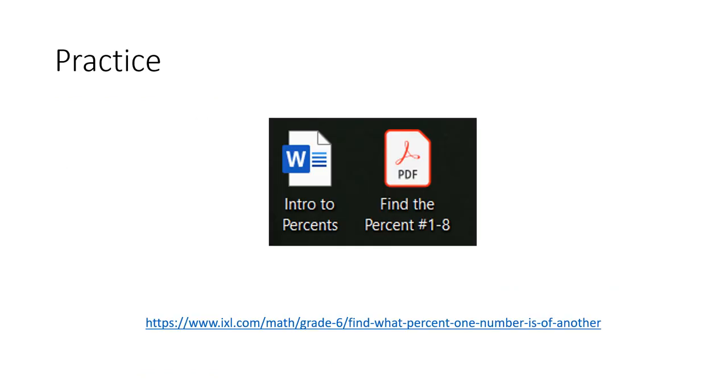So your practice, if you want to just review what percents mean, how we represent them, I have an intro to percents assignment for you. If you're feeling pretty good about that and you want to practice finding the percent, you can do questions 1 through 8 on the attached assignment, and there's an answer key. And then there's the online practice too, and that can tell you if you got the answers right or wrong as you're working on finding the percents. So all of those are options for you.